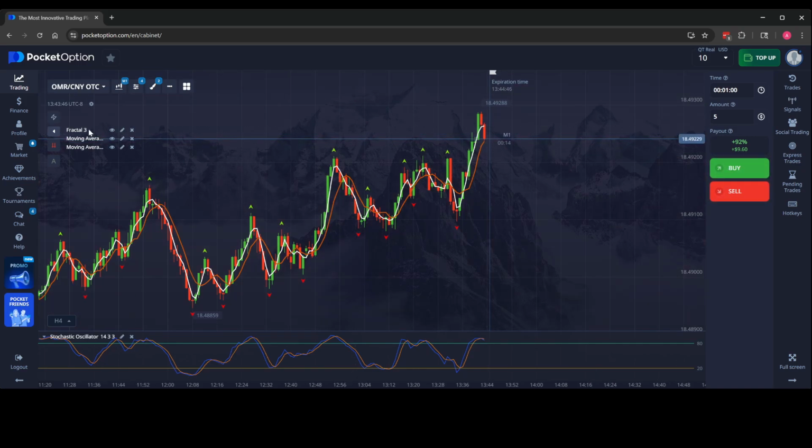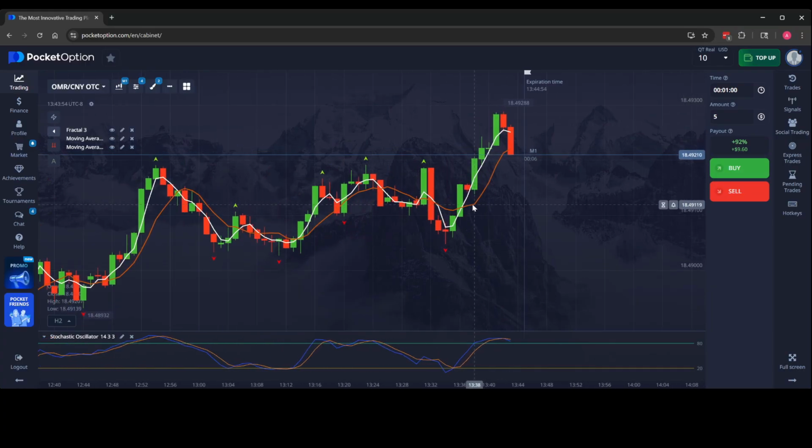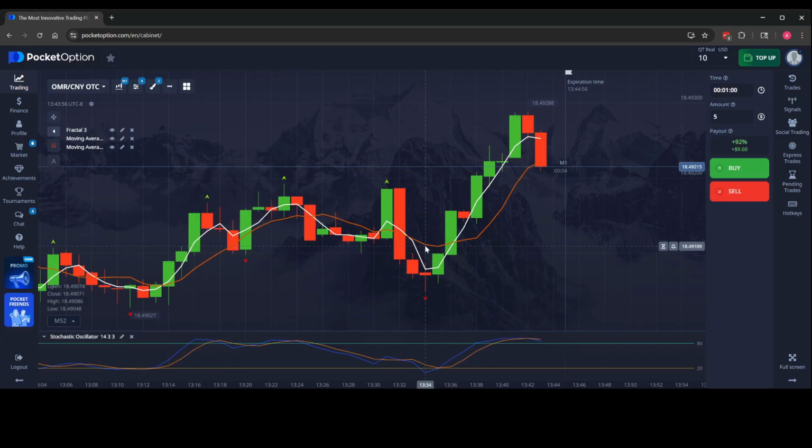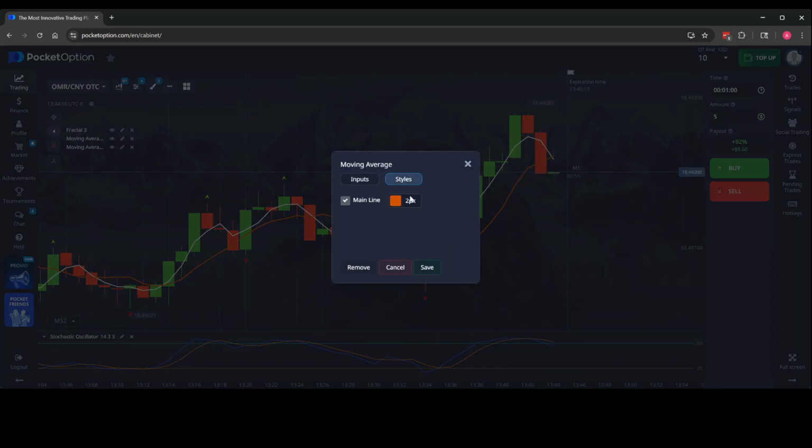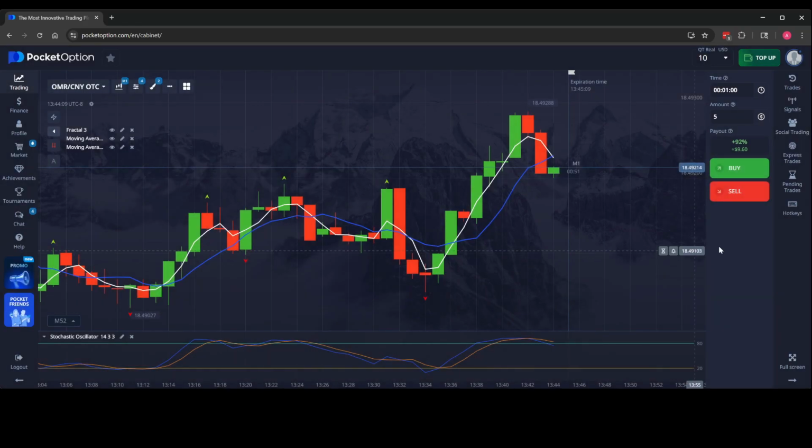Okay. Now the fractal is this triangle here that is either pointing up or down, and the moving averages are these lines here. So the white one and the orange one. You know what? I'm actually going to change this orange one to something else. Let's make it blue. Make it easier. And so that's how you set it up.